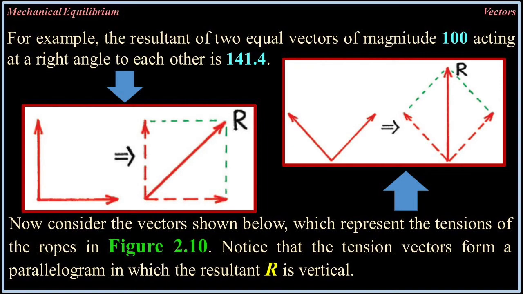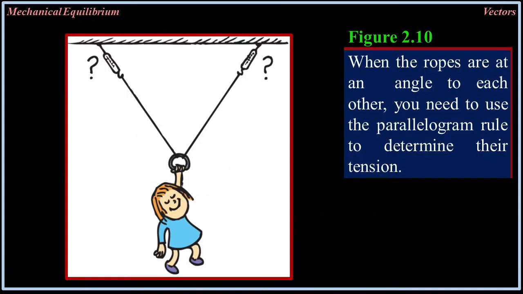Now consider the vectors shown below, which represent the tensions of the rope on figure 2.10. Notice that the tension vectors form a parallelogram in which the resultant R is vertical. The plot thickens, as they say when the plot's about to thicken. When the ropes are at an angle to each other, you need to use the parallelogram rule to determine their tension.